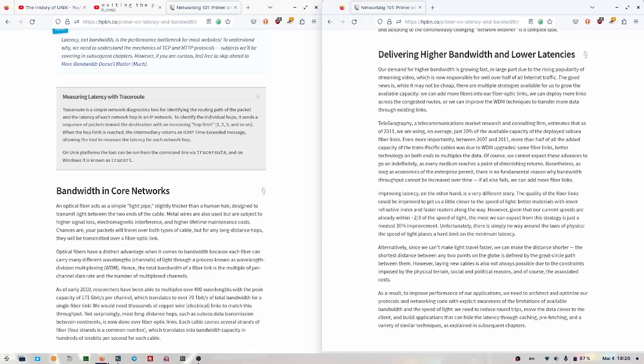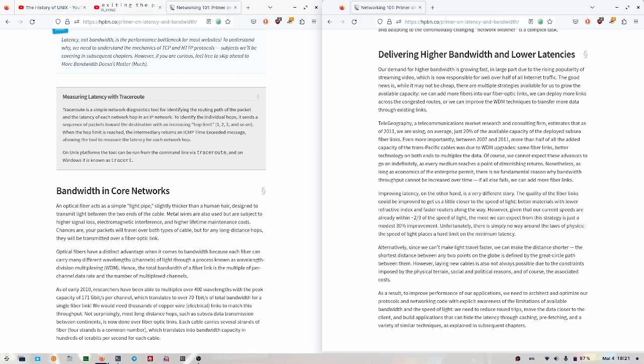Measuring latency with Traceroute. Traceroute is a simple network diagnostics tool for identifying the routing path of a packet and the latency of each network hop in an IP network. To identify the individual hops, it sends a sequence of packets toward the destination with an increasing hop limit: 1, 2, 3, and so on. When the hop limit is reached, the intermediary returns an ICMP Time Exceeded message, allowing the tool to measure the latency for each network hop. On Unix platforms, the tool can be run from the command line via traceroute, and on Windows it is known as tracert.